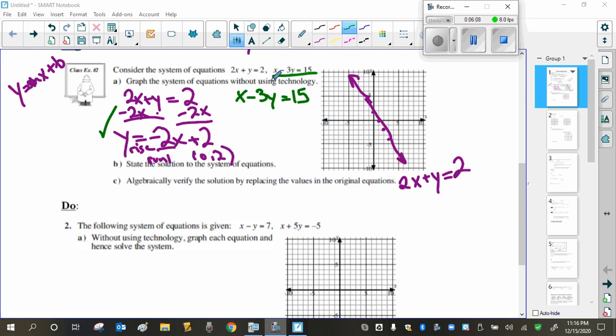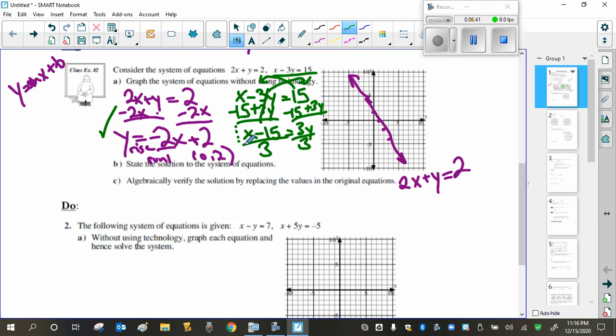Okay, for this one I have a negative y, so I'm going to bring it to the other side. So I'm going to bring the negative y over there and the 15 has to go over there. So I'm going to add 3y and subtract 15. So I get x subtract 15 equals 3y. Divide both sides by 3. You get 1/3 x subtract 5 equals y.